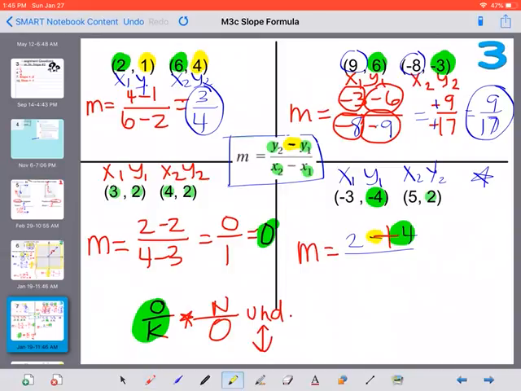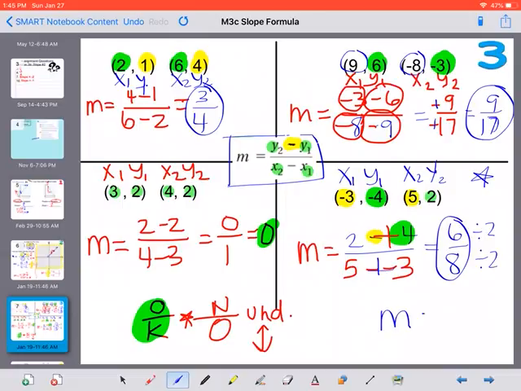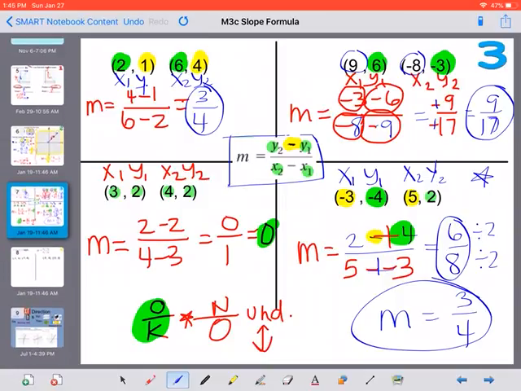Then same thing with the next one, x2 minus x1. So we really have 5 minus a -3. Those 2 negatives make a positive. So 2 plus 4 is 6. 5 plus 3 is 8. And we can actually simplify this fraction. We can divide by 2. And our slope is really going to be 3 over 4 if we simplify. So be careful with those negatives, because our equation says we're subtracting, but if we're subtracting a negative, it really makes a positive.